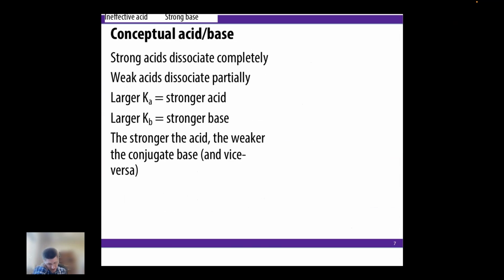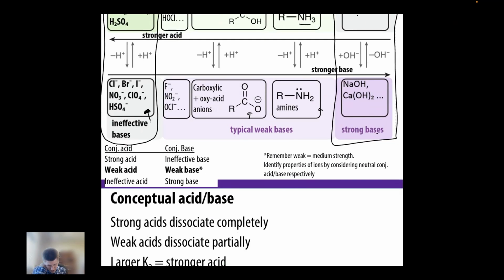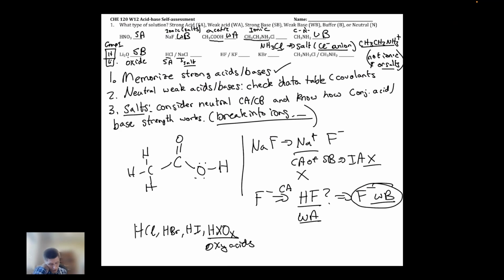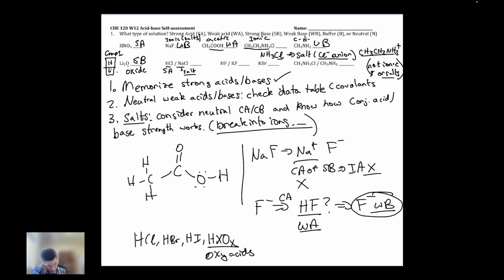Again, remember this key relationship here: a strong acid, ineffective base conjugate pair; a weak acid, weak base conjugate pair; and an ineffective acid, strong base conjugate pair. Okay, let's look at the next ionic compound we had there.